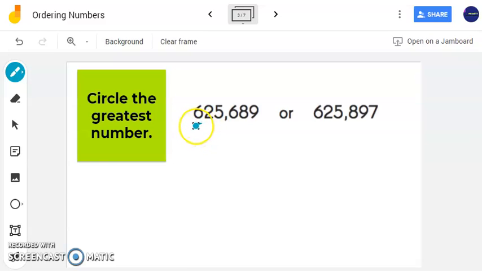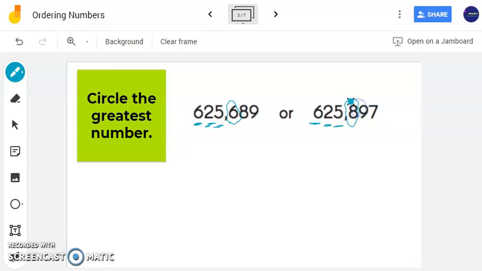Now, notice this number starts with a 6. So does this number. Since they're the same number, we're going to look to the right to my next digit in my 10,000s place. Here we have a 2, and here we also have a 2. So now I'm going to look at my thousands place. I notice we have a 5 and another 5. That's okay. We're going to move to my hundreds place now. Here I notice we have a 6 in my hundreds place, and here we have an 8.